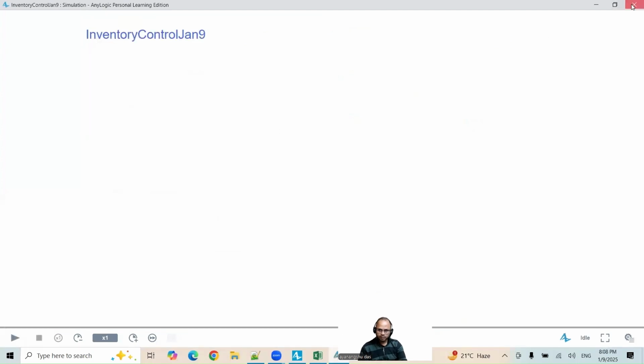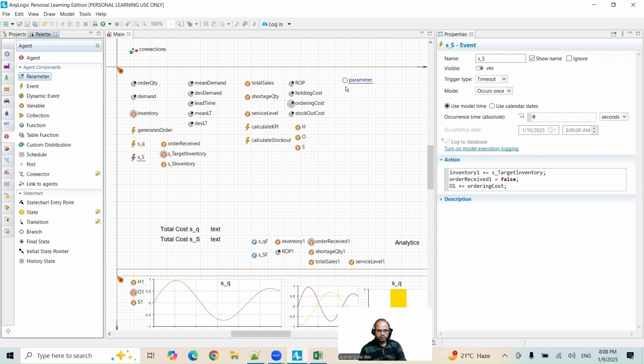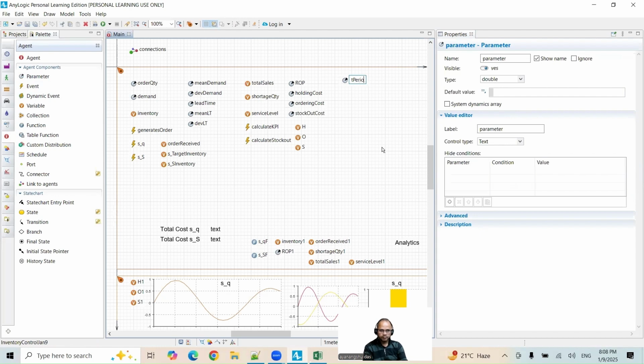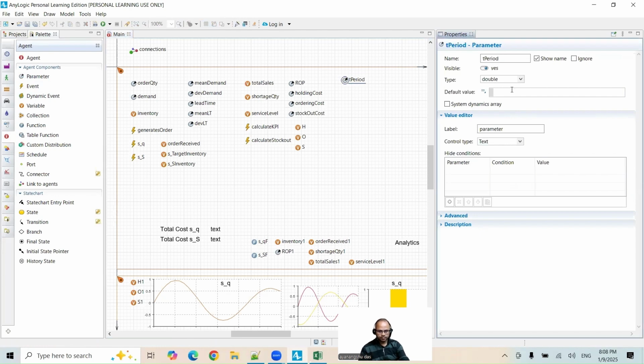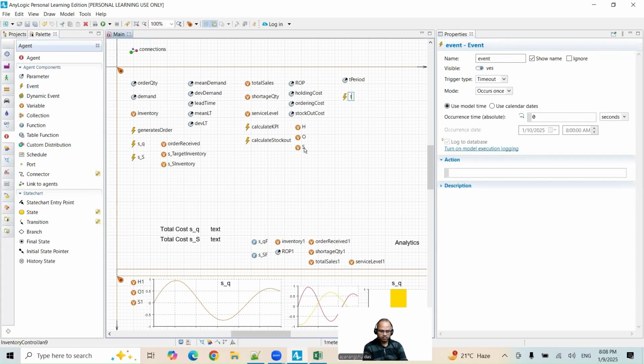We also have not touched the way to define the TQ and TS policy. So T is the periodic review where we replenish the inventory after a fixed period. To define the fixed period, we can have a parameter declared over here, which is the fixed period. And we can say it is triggered after 5 periods.